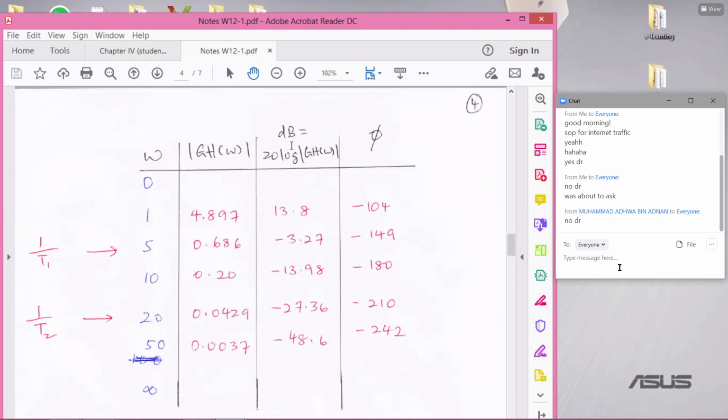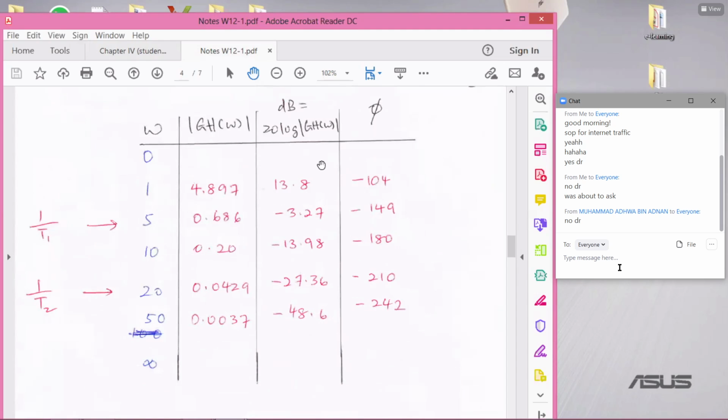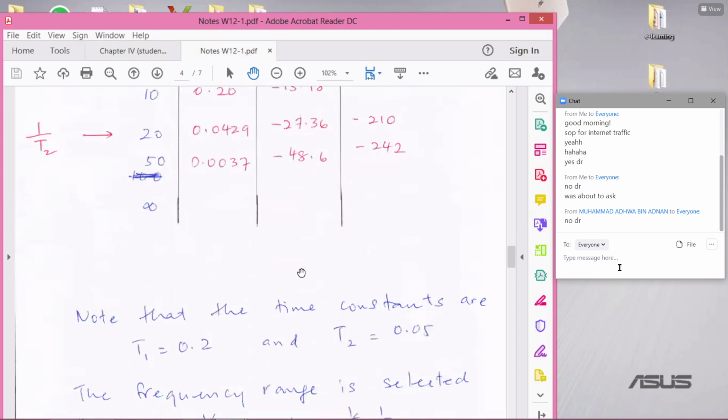When you want to draw the Bode diagram, all you have to do is plot this decibel versus frequency, and then plot the phase angle versus frequency. But of course, the axis for frequency must be on a log scale. So let us now transfer all these points onto our semi-log graph.